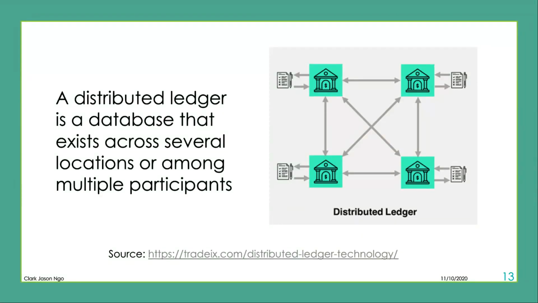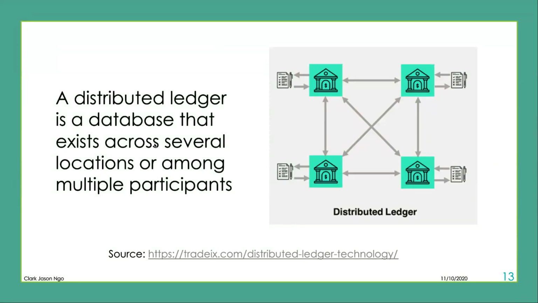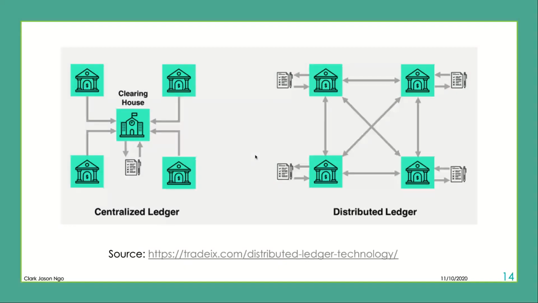So when we now talk about a distributed ledger, the database exists in all parts of the location. If we go back quickly, the database is only on the clearinghouse, in one point or one entity. In a distributed ledger, the database exists on all entities or all participants. And you can see the difference.